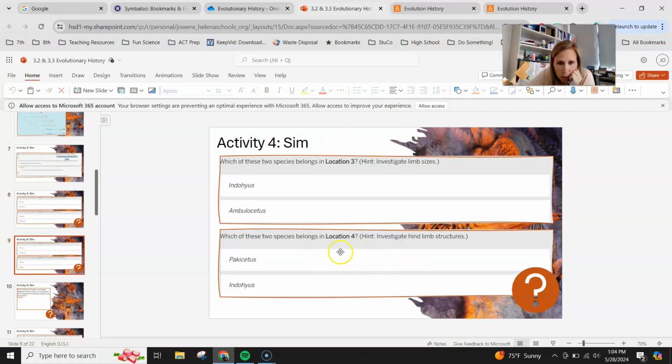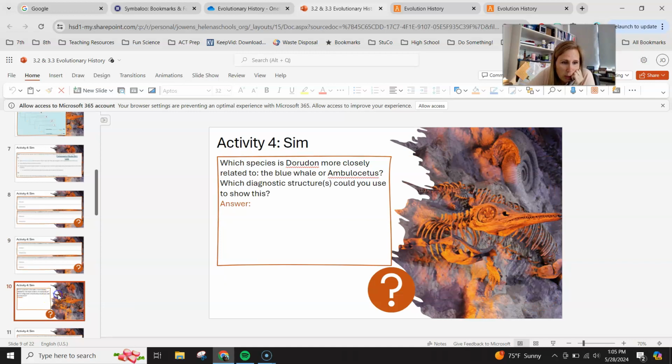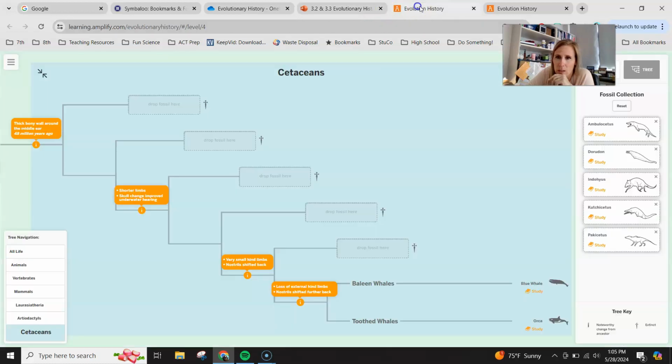Same with location 3 and location 4. You're looking at Indohyus and the Ambulocetus, and then Pakicetus and Indohyus. Okay, and then you guys are going to figure out which goes where, and then which species is Durodon more closely related to, the blue whale or the Ambulocetus? Which diagnostic structures could you use to show this? Those are the ones that are highlighted in the colors.